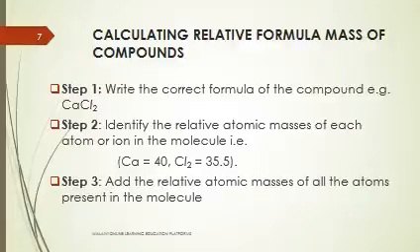The last step, we need to add the relative atomic masses of all atoms present in the molecule. We have one atom of calcium, so for calcium it is 40. Then we add chlorine. We have 2 atoms of chlorine, so it's 2 times 35.5. By summing up, we find the relative formula mass.